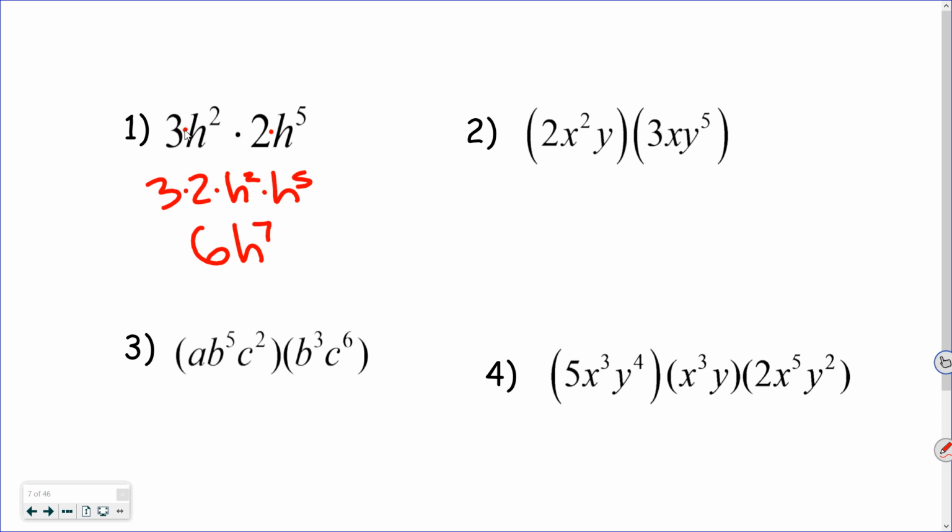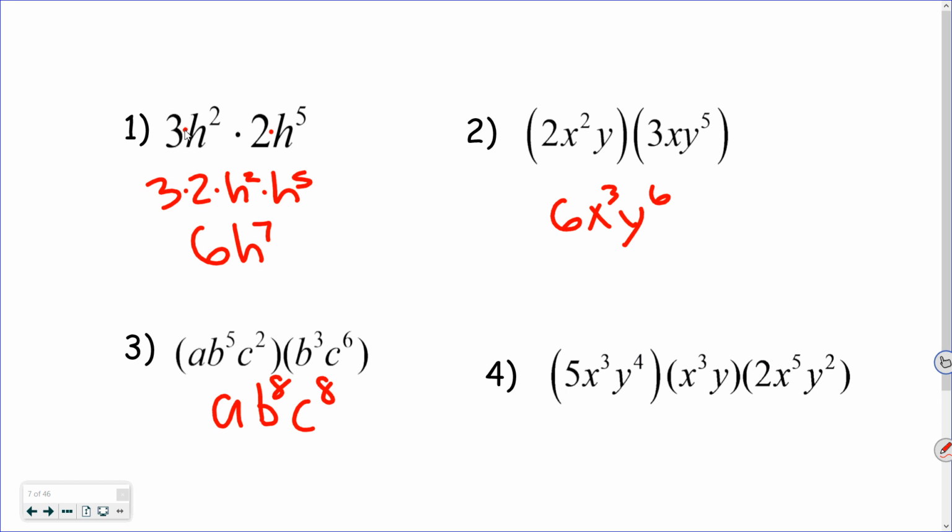Number 2 should have ended up being 6x to the 3rd, y to the 6th. Number 3 should have ended up being, right, there's just one a. You add the exponents of the b's, b to the 8th, and add the exponents of the c's, c to the 8th. Okay, let's do 4 together. So I've got all 3 of those.